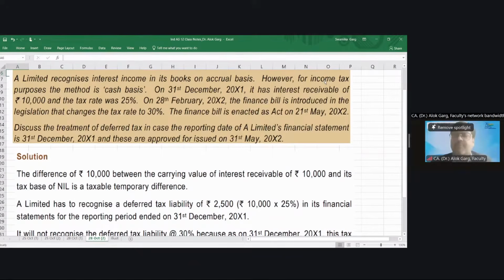The only thing is, since government has announced a higher rate, if this rate would have been enacted before approval of the financial statement, it has to be considered for the purpose of deferred tax calculation, right? But in this case, neither the rate was announced nor enacted before reporting date, hence it will not be considered for the deferred tax calculation on the balance sheet date. Is that clear?